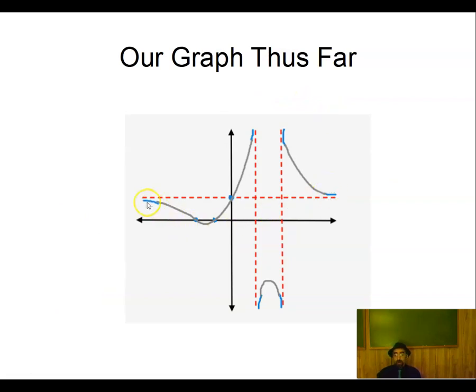So, our graph thus far, we now can fill in this and this as blue, right? We know for sure that it's going to be approaching from the bottom for large negative x, and from the top for large positive x.